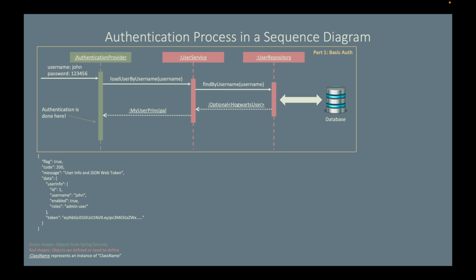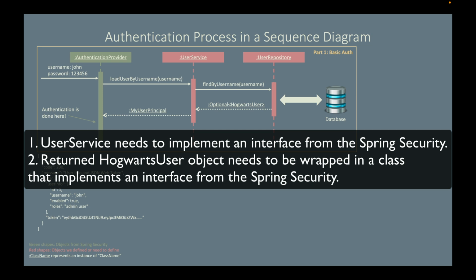You may wonder, how does a Spring Security object like the authentication provider communicate with an object defined by us, or by developers? In other words, how does the green talk to the red? To make this happen, there must be a rule or contract. The rule here is that the developer-implemented user service class must implement an interface from the Spring Security Framework. The returned value, Hogwarts user, must be wrapped in a class that implements an interface from Spring Security. Don't worry, you will see them in the code. Just a spoiler here.